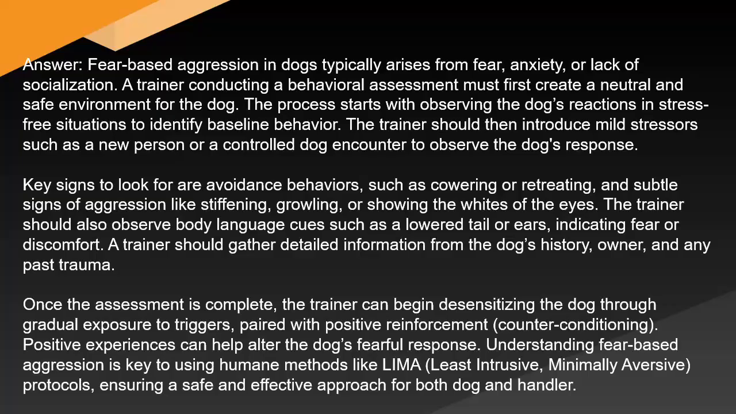dog's response. Key signs to look for are avoidance behaviors such as cowering or retreating, and subtle signs of aggression like stiffening, growling, or showing the whites of the eyes. The trainer should also observe body language cues such as a lowered tail or ears indicating fear or discomfort. A trainer should gather detailed information from the dog's history, owner, and any past trauma.